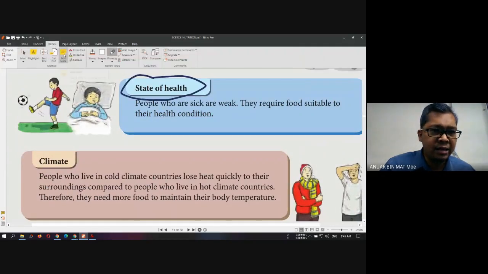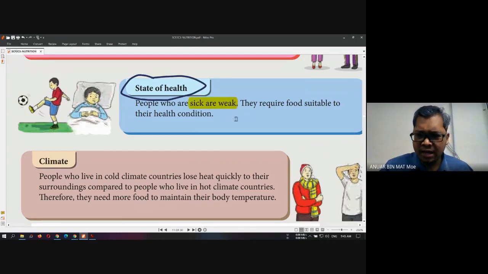So the next factor is state of health. People who are sick are weak, so they require special food suitable to their health condition. Healthy people may eat a regular or normal diet, but sick people, we cannot give them a regular diet. We must give them a specialized diet. The food in the hospital is a bit different, right? For example, when you have a fever, you cannot eat rice. Maybe your mother will prepare porridge for you, because porridge is much softer and easier to swallow, right?